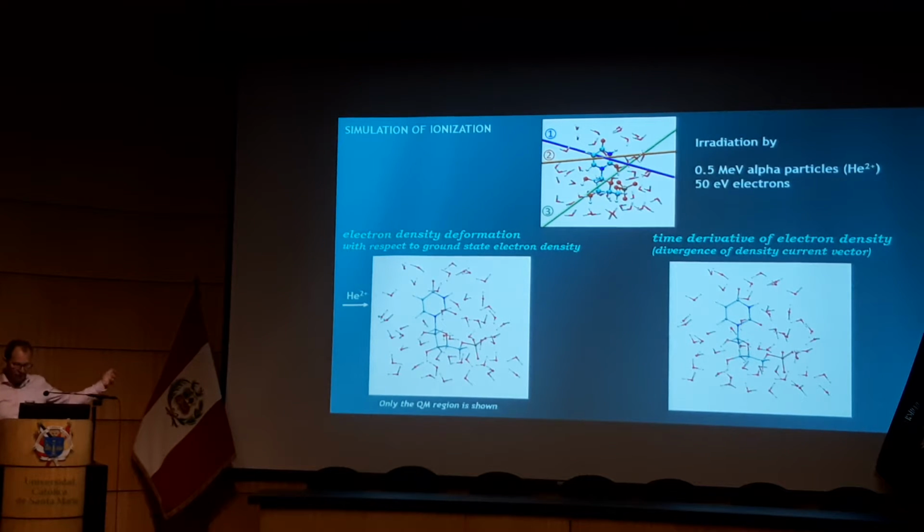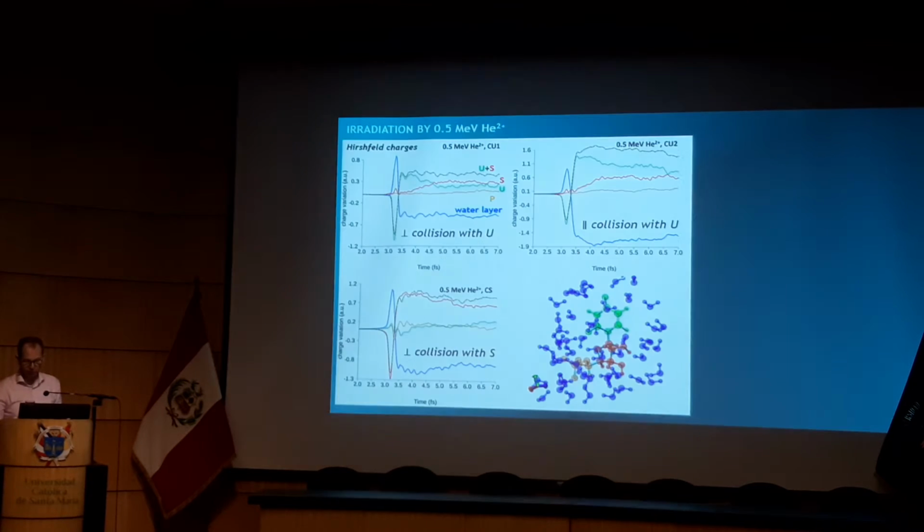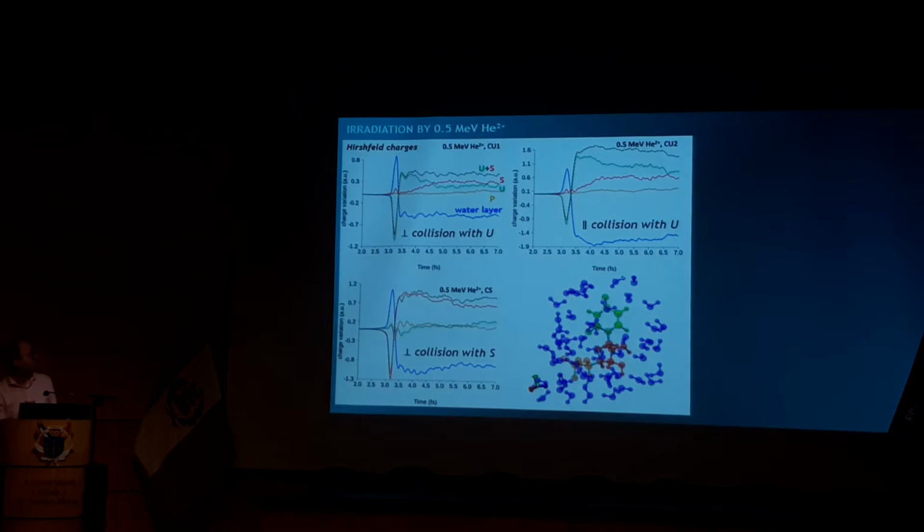So we started at least to see how we could simplify the picture. And one thing to do is to look at the charges on the fragments. So this is what we did. Let's look at this example where the collision is perpendicular to the base, and you have the charge on the different fragments. In green, the charge on the base, in red on the sugar, in orange on the phosphate, and in blue, the total charge of the solvation layer.